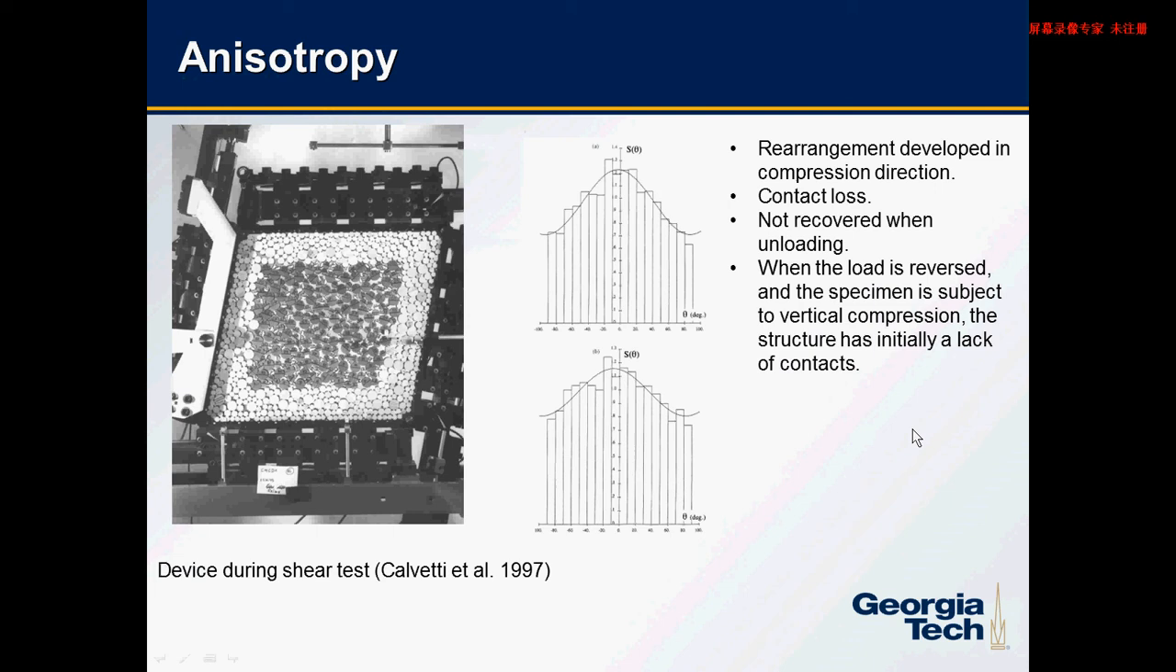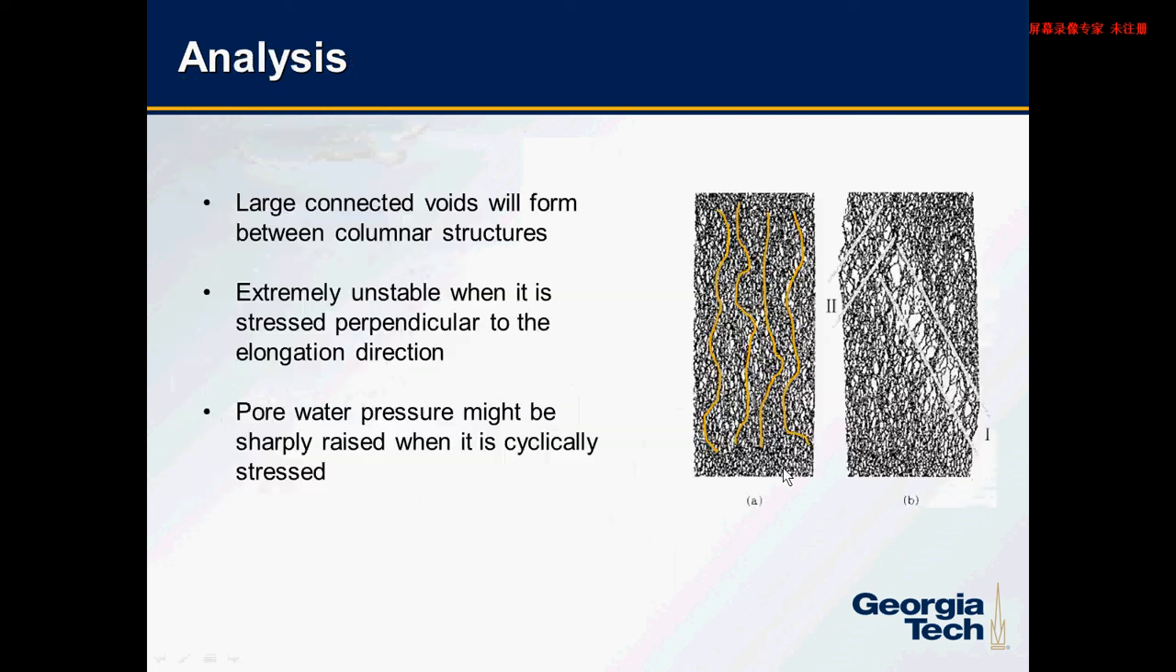This is the experiment that proved the contact loss. The left picture is the device. The right picture shows the contact loss when load is applied. This kind of contact loss will not recover after unloading. This picture is the contact area after unloading. So, because of the contact loss, large connected voids will form between columnar structures.